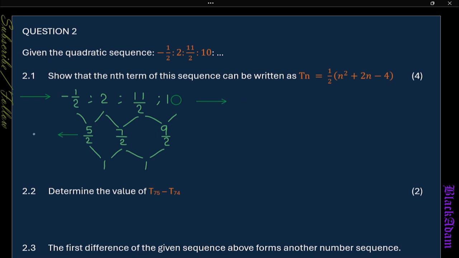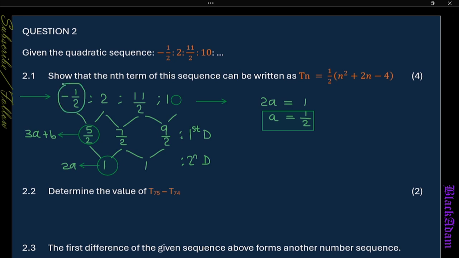And we have that the first term of the first difference, 5 over 2, is 3a plus b. Always memorize that. And then the second difference's first term is 2a. So we have 2a is equal to 1, the first term of the second difference. So a is 1 over 2, dividing both sides by 2. And the first term is going to be a plus b plus c. So those are things you need to memorize: 2a, 3a plus b, a plus b plus c for the first terms of each row.